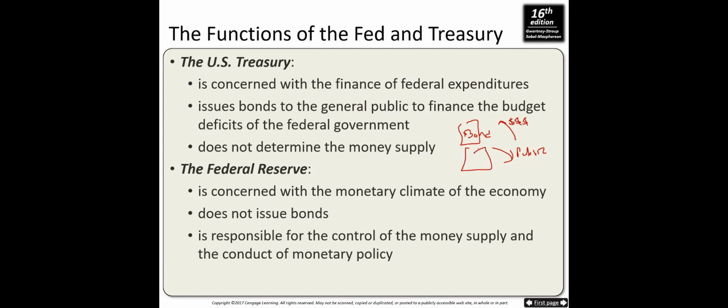And that bond, let's say for instance a 10% interest rate, that means every year 10% is paid annually to the person who holds the bond. And the Treasury issues the bonds to the general public to finance the budget deficits of the federal government, but that doesn't determine the money supply. On the other hand, the Federal Reserve doesn't issue bonds, it just buys and sells government bonds, and is concerned with the money climate of the economy, responsible for the control of the money supply and the conduct of monetary policy.